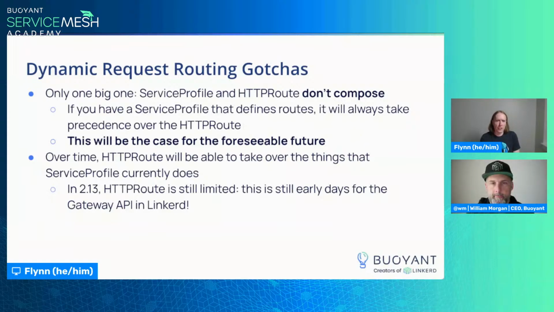The plan is, rather than doing all the complex work of making them compose, to arrange it so that HTTP route can just do all the things that service profile gets to do, and then you don't need to have service profiles for that. As usual, I am always enjoined from talking about timelines, although I could bounce that back at William, but 2.13 is still pretty early days for the Gateway API and Linkerd, and there are definitely things that will be changing over time as we go forward here.